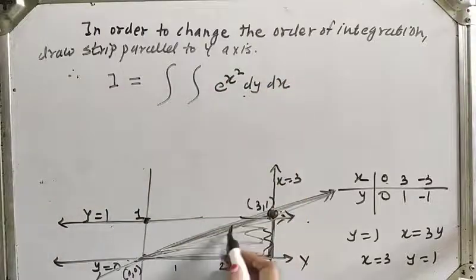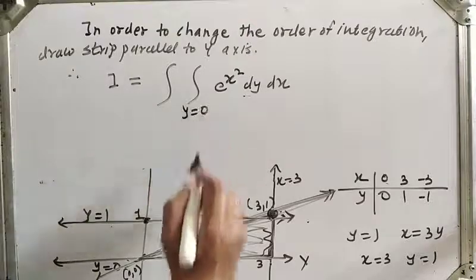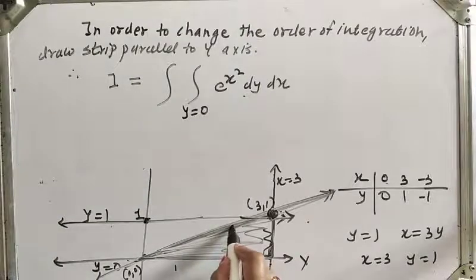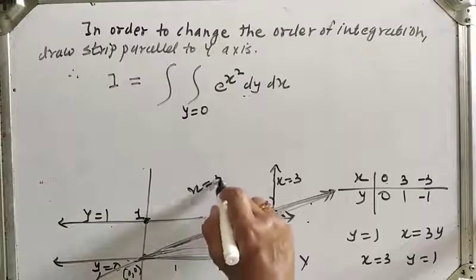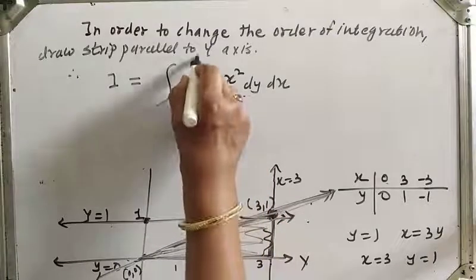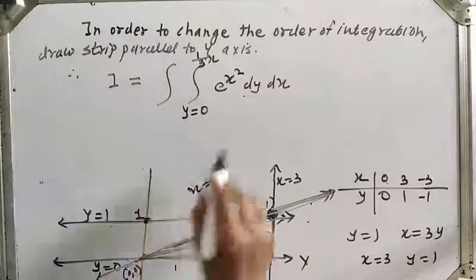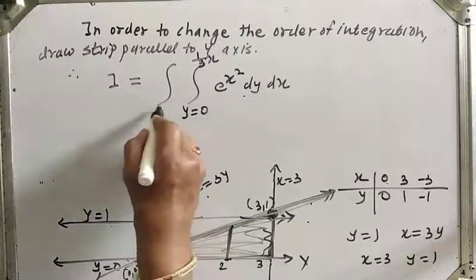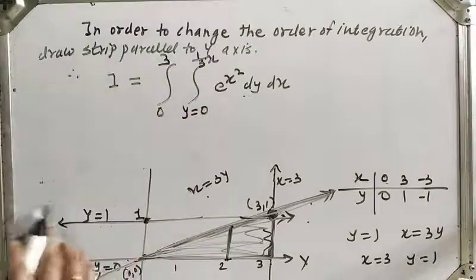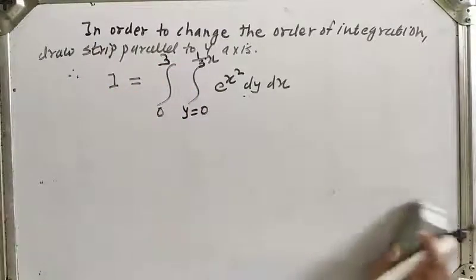Now y first. This strip is parallel to the y-axis. It touches which curve? Y is equal to 0, and here the equation is x is equal to 3y, means y is equal to x by 3. And x varies from this to this, means 0 to 3. X varies from 0 to 3, and then we will solve this double integral.